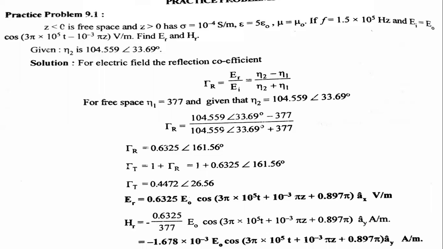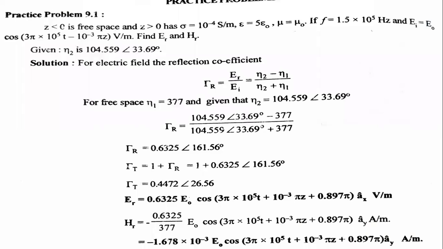ER is nothing but the electric field of the reflected wave, considering the reflection coefficient at the receiving point. Similarly, HR is the magnetic field of the reflected wave at the receiving point. So what is given in this case? The given is that eta 2 is 104.559 angle of 33.69 degree.